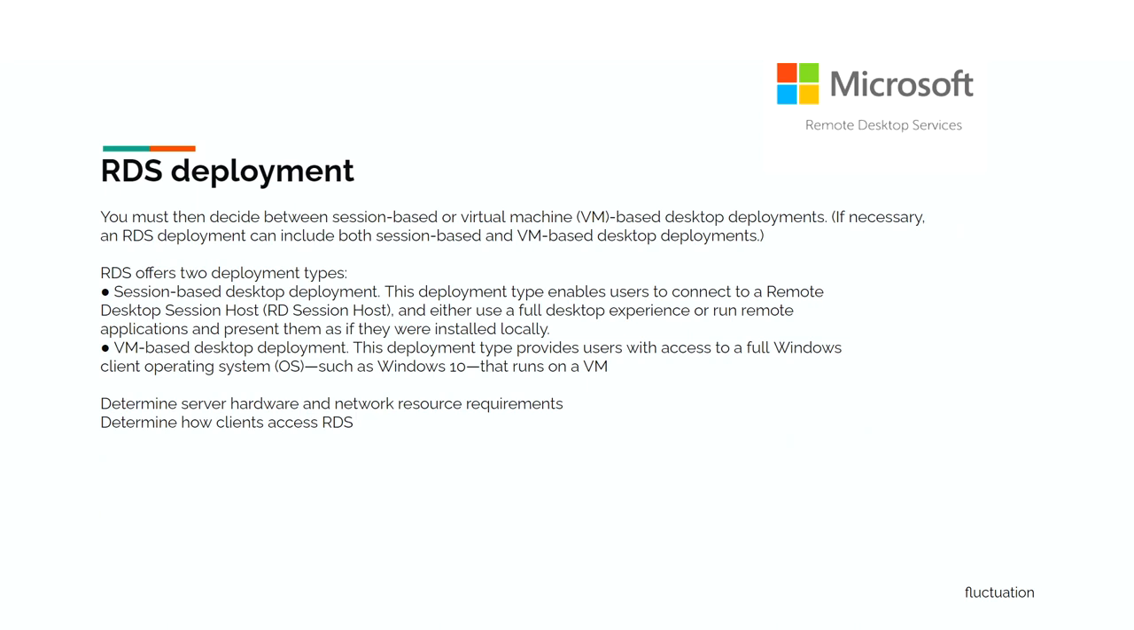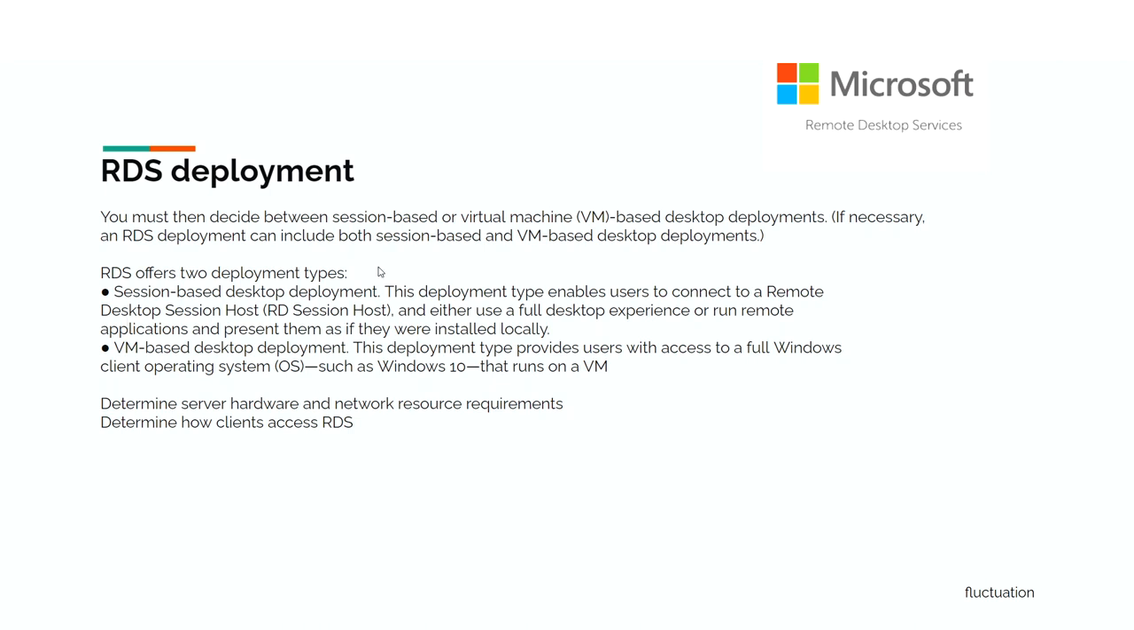So let's see the RDS deployment. You will have to decide between session-based or VM-based VDI deployment. If necessary, an RDS deployment can include both session-based and VM-based VDI. RDS offers two types of deployment. Session-based desktop deployment, where you have one server with a full experience and all the clients connect to this server where you install the application. Or the other one is the VM-based desktop deployment, which is VDI. This deployment type provides users with access to a full Windows client operating system, such as Windows 10, that runs on a VM.